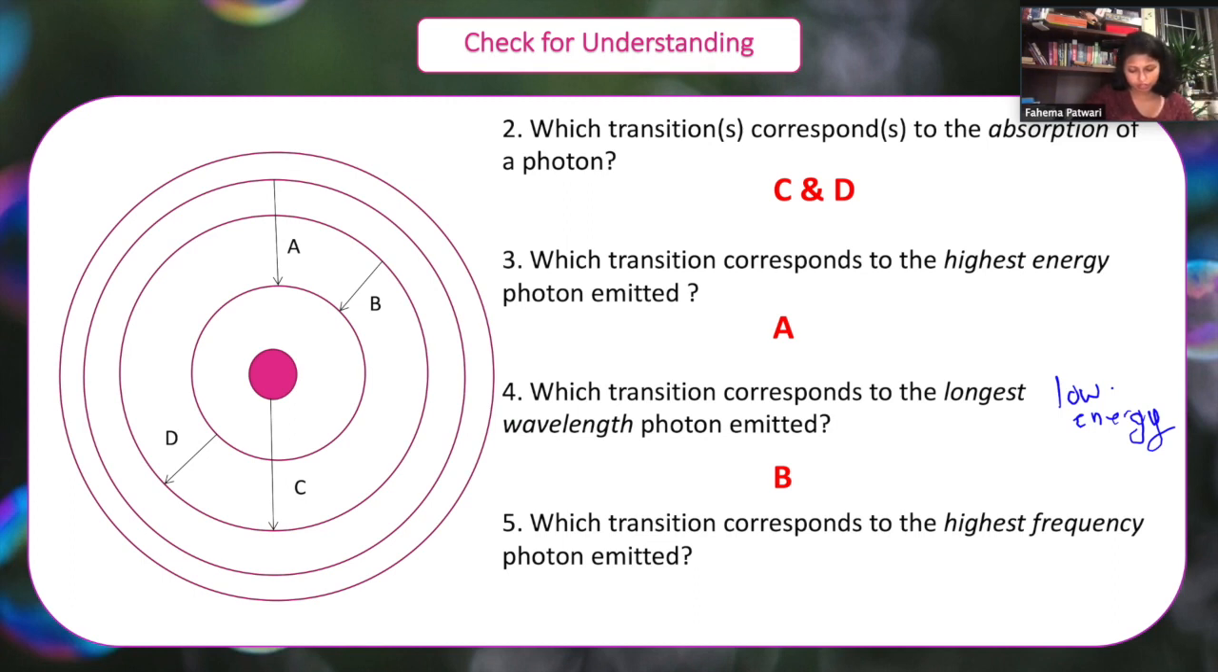Which transition corresponds to the highest frequency photon emitted? High frequency is high energy, and a photon is being emitted, so that must mean energy lost, electrons falling down, but a big drop, so it's going to be A.